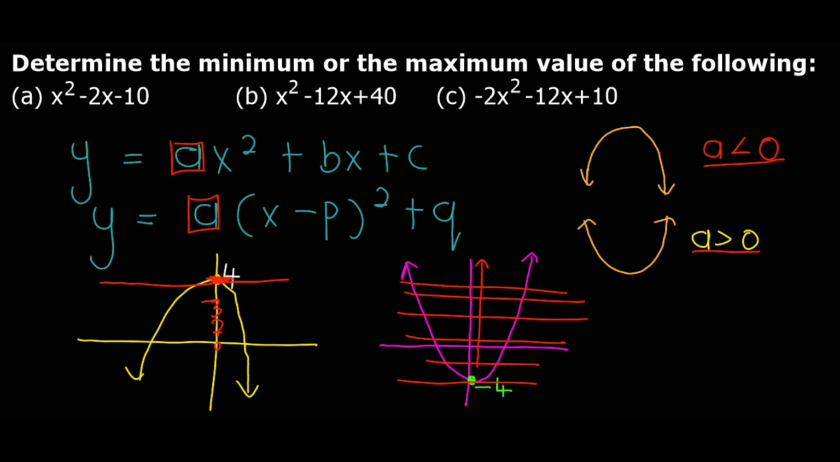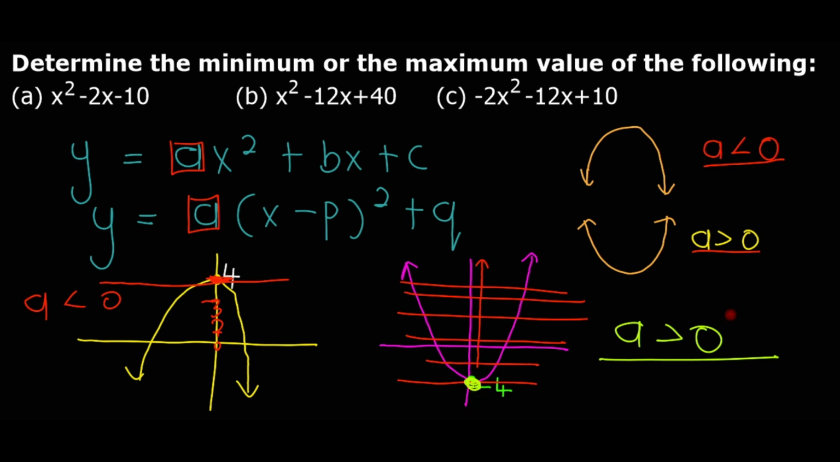So now it means we have a maximum when we have this shape. So it means we have a maximum when a is less than 0. And then it means we have a minimum when a is greater than 0. Because when a is greater than 0, the lowest y value will be something like this one.